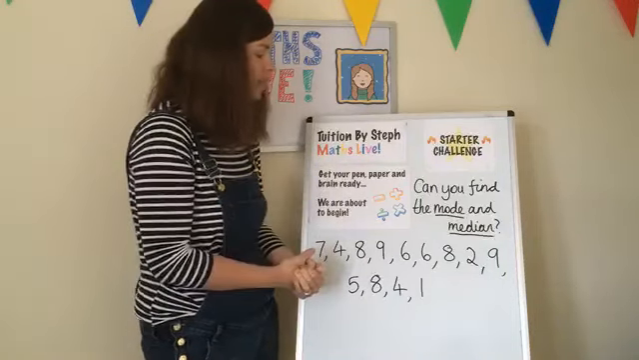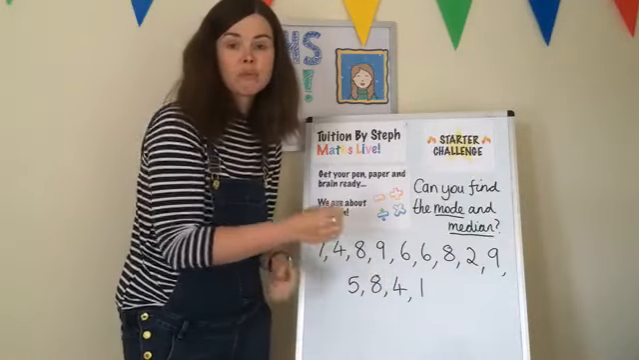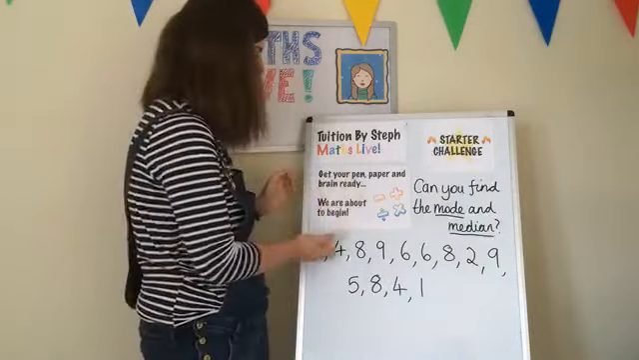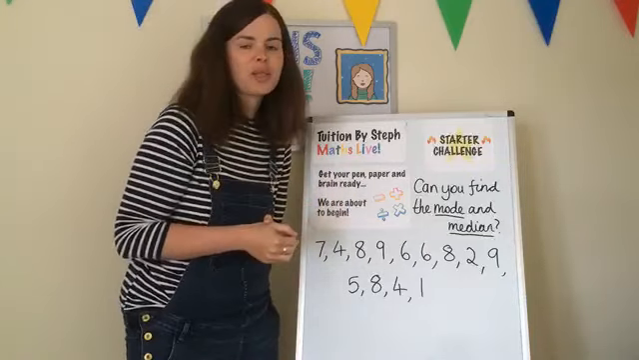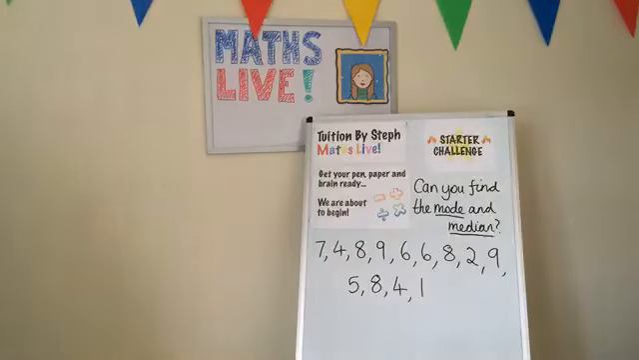So can you find the mode and the median from this set of data? We're revising Monday and Tuesday, so you've been given the set of numbers. Can you find the mode and the median? Have a go and I'll do some more shout outs.